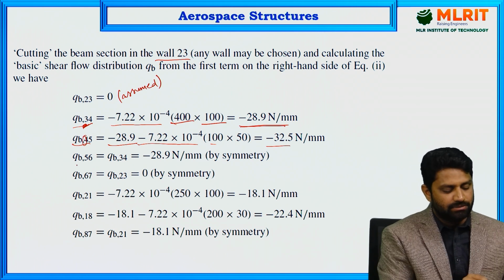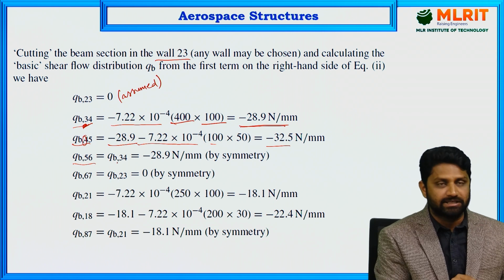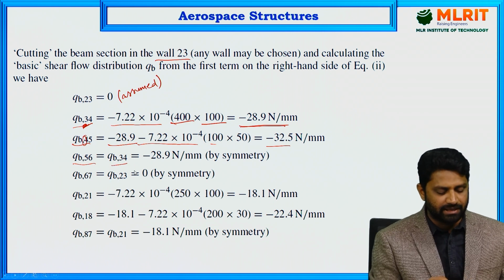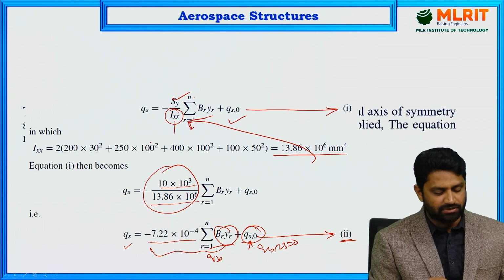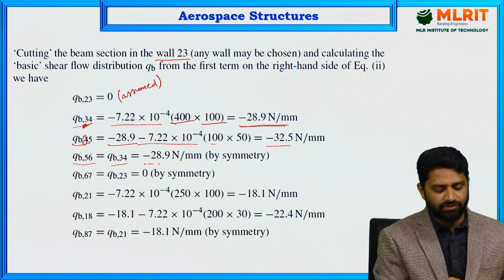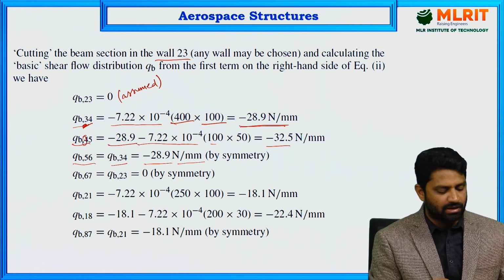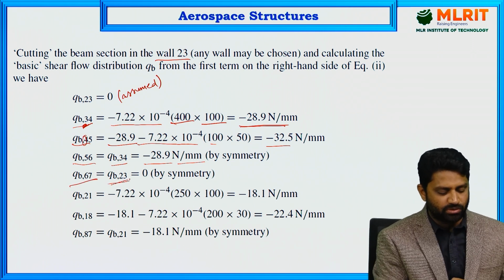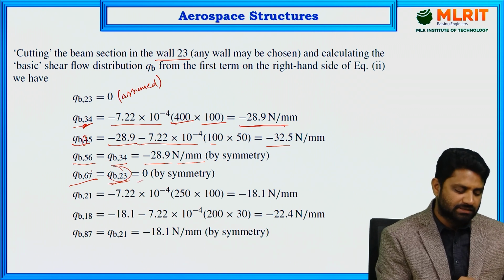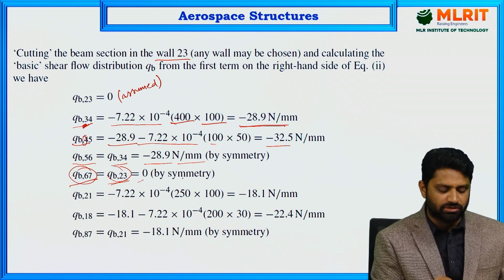Coming to the 5-6, QB56 is equal to QB34 by symmetry. You can look at this one. QB56 is equal to 34 from symmetry. That is what is written here, minus 28.9 Newton per mm. And QB67 and QB23 are considered as 0, because we've already assumed QB23 as 0. So you can consider QB67 is also 0 by symmetry.